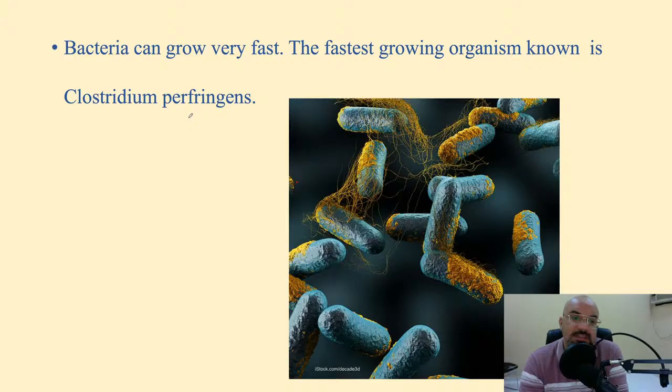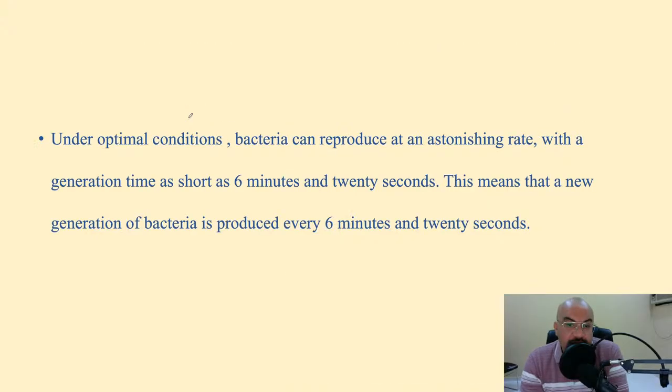Let's see this example, Clostridium perfringens. This is the fastest growing microorganism ever known. This bacteria, under optimal conditions, is able to reproduce itself in 6 minutes and 20 seconds. And if you have 20 cells of this bacteria, it can be doubled within 6 minutes and 20 seconds. And this is what they call astronomic rates, or سرعة صاروخية, in the development. This means they can produce a huge amount of itself in a matter of seconds.